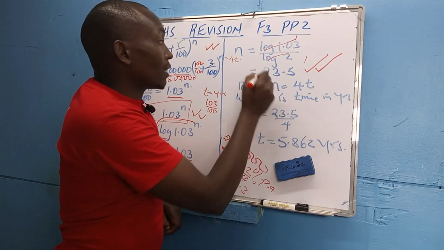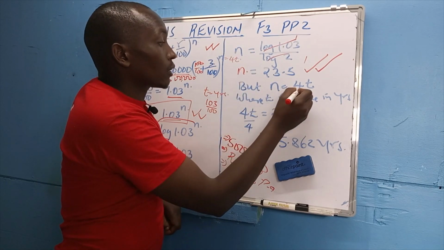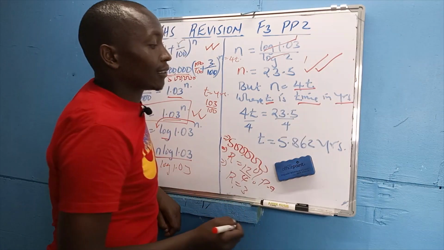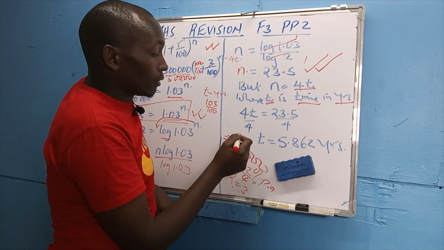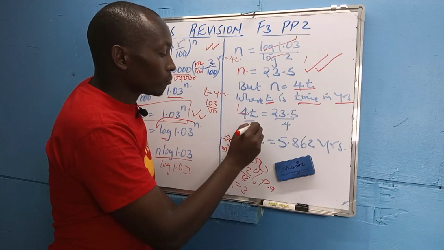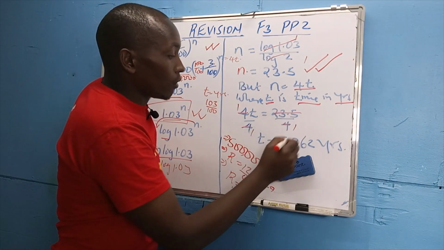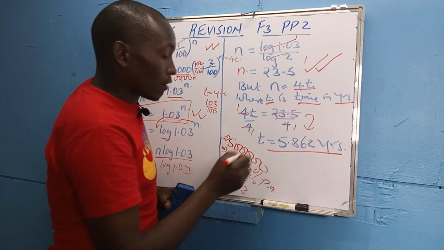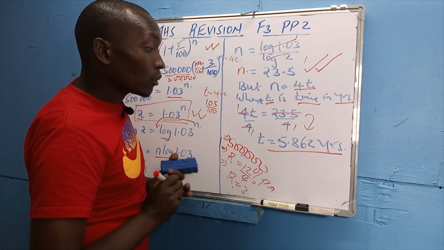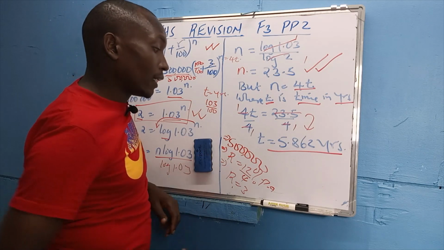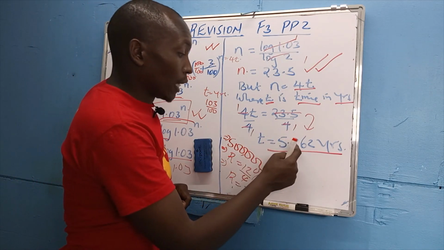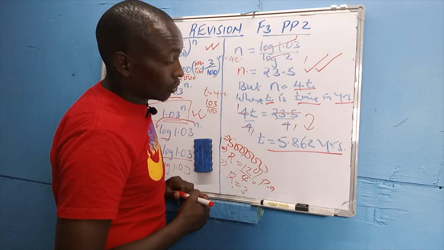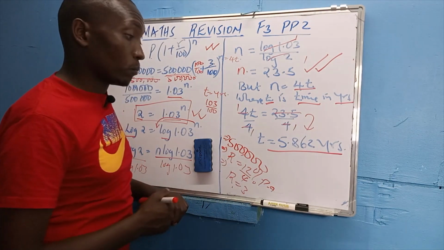But remember, this is the value of n, but it was equivalent to 4t, where t is time in years. So with that, I can divide both sides by 4. If I divide this by 4, this is the answer I get. And therefore, the time it will take for this 500,000 to double being invested in that bank will be 5.862 years. Yup, that is it. So the answer for number 4.